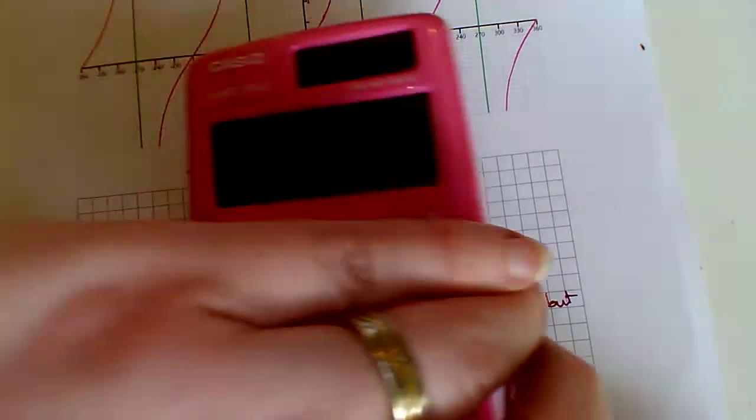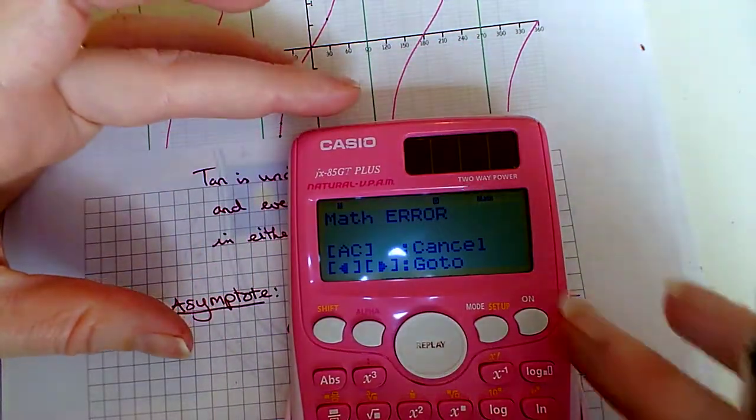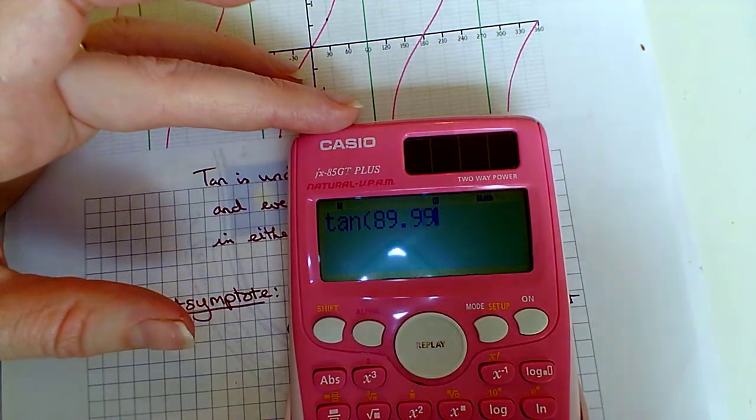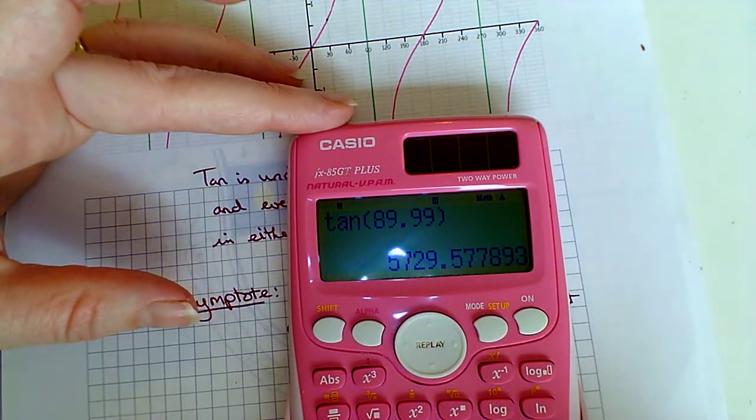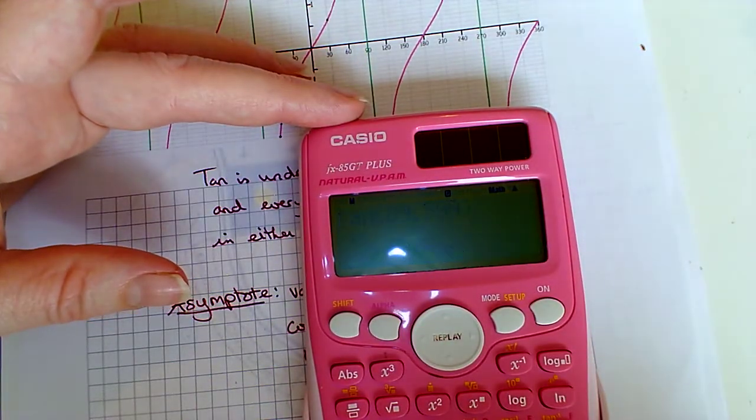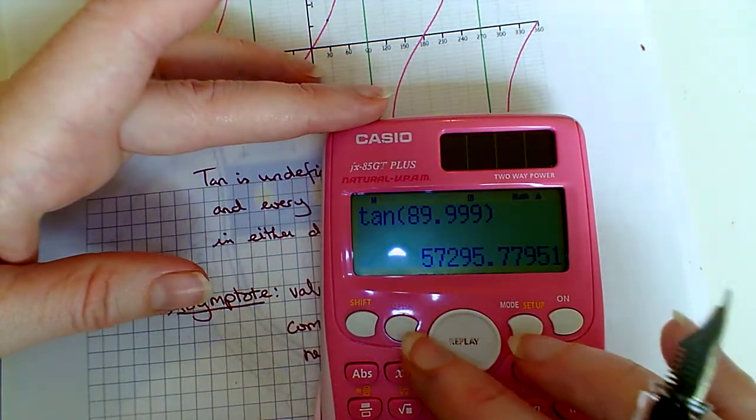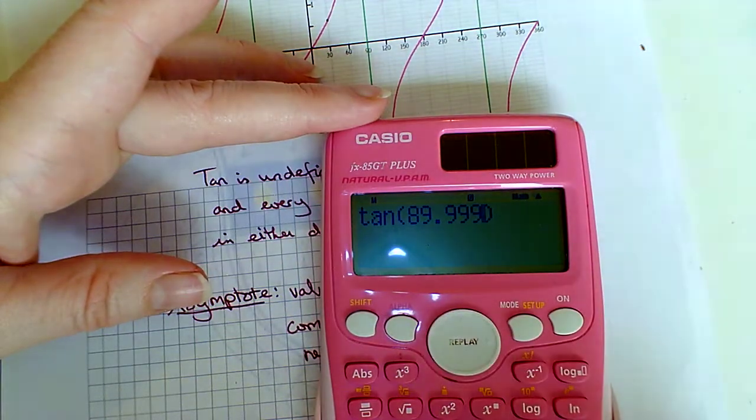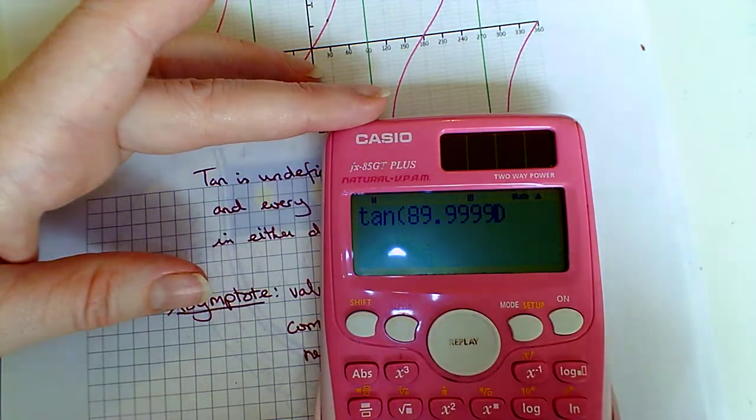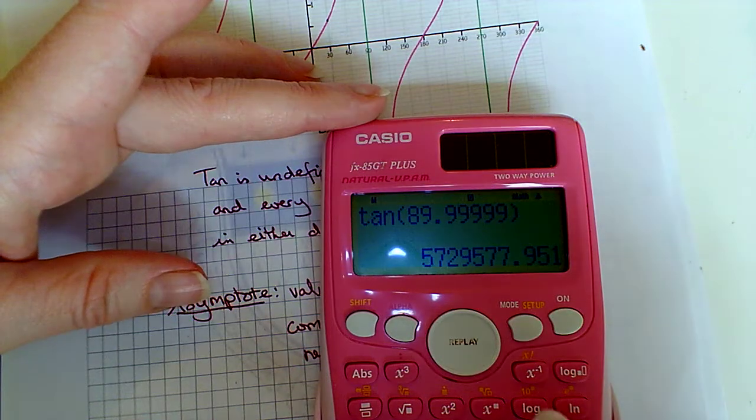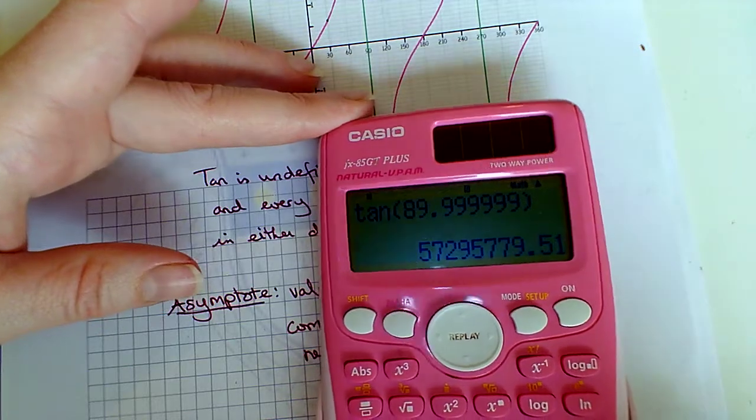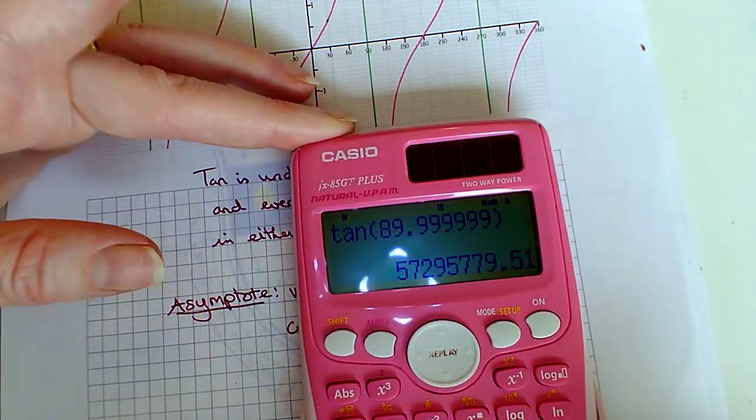So I said that tan of 90 degrees is undefined, but tan of 89.99 degrees is defined. It's a pretty big number. And actually, the closer I get, it shoots up really quickly. So it's nearly 60,000 when I've got 3 nines. It's nearly 600,000 when I have 4 nines. Nearly 6 million with 5 nines, and so on. So it's going up by a factor of 10 every time there. You can see it's getting really, really big, really quickly.